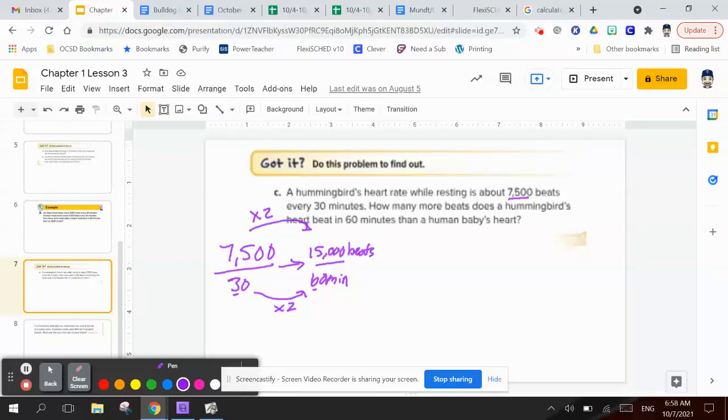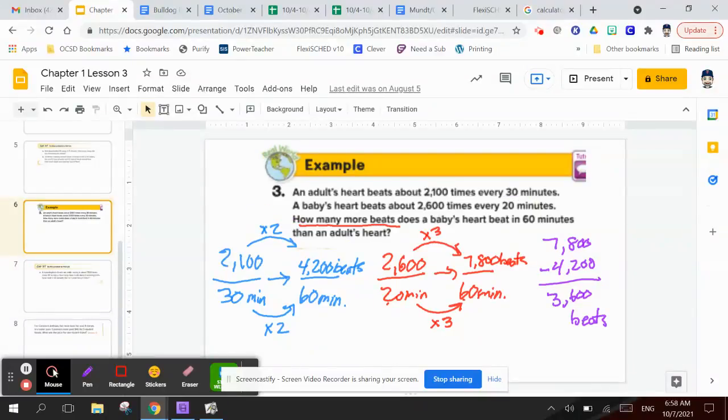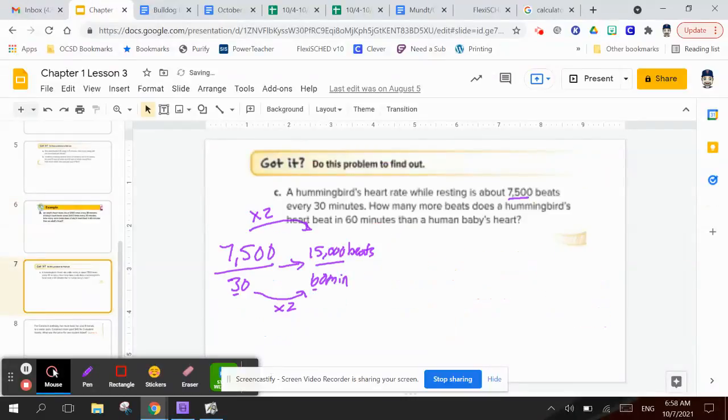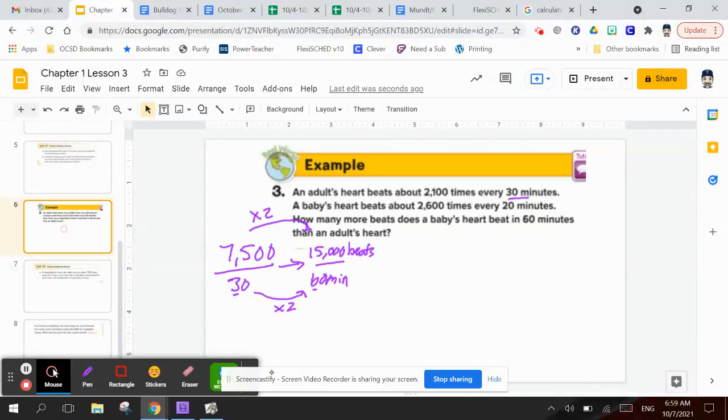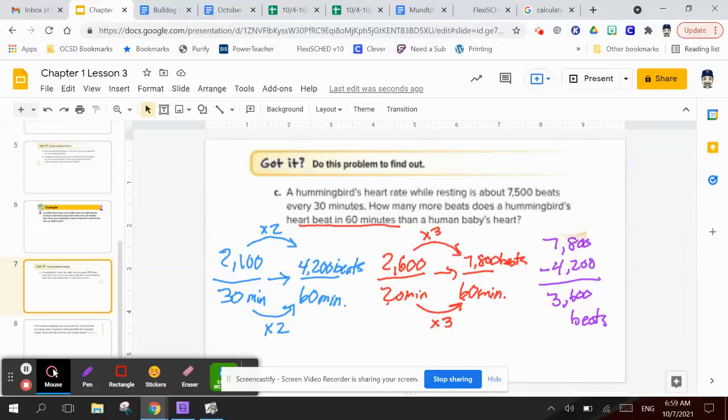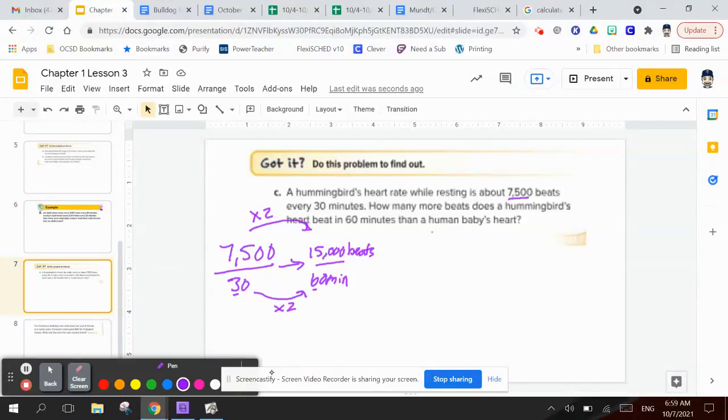So how much was it on the other one? So if I look back, a baby's heartbeat was 7,800. So we want to know how many more beats. Let me make sure my number's right. 7,800. So I'm going to take 15,000 beats minus 7,800. 0 minus 0 is 0. 0 minus 0 is 0.